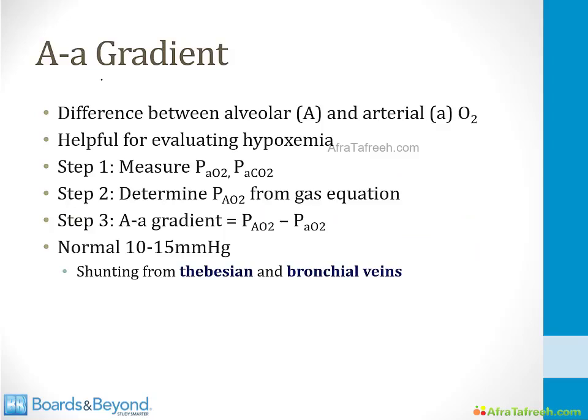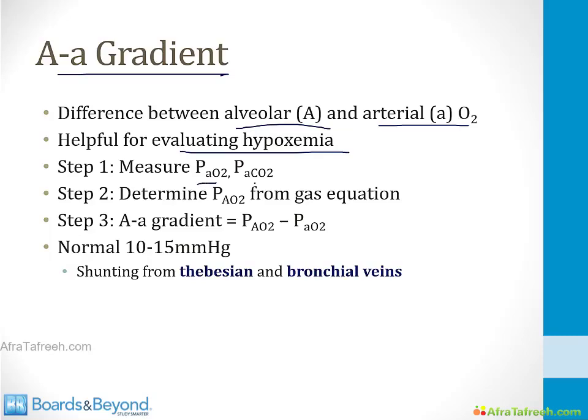So shown on the slide are the directions for how to determine the AA gradient. Remember that it's the difference between alveolar and arterial oxygen, and it's helpful for evaluating hypoxemia, which we'll talk about in a minute. So step one is to perform an arterial blood gas and measure the arterial oxygen content and the arterial CO2 content. You then use the alveolar gas equation to determine the P big AO2. Once you know this, you can determine the AA gradient by subtracting the P little aO2 from the P big AO2. And a normal AA gradient in a healthy person is about 10 to 15.